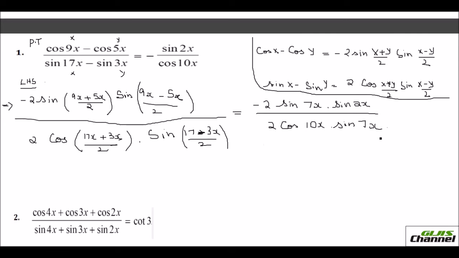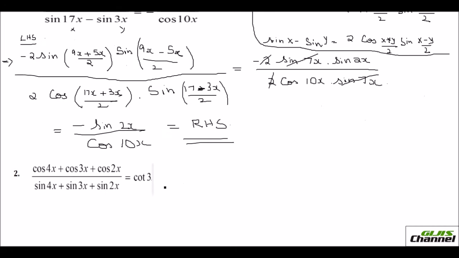Because everything is product, right? It is all multiplication in between. So I can cancel the sine 7x on the top as well as the sine 7x at the denominator, and the 2 and 2 will also get cancelled, right? So I am left with negative sine 2x over cos 10x, right? So this is equal to your RHS. So you have proved that, okay? Isn't that easy? Just apply the formula and solve it.